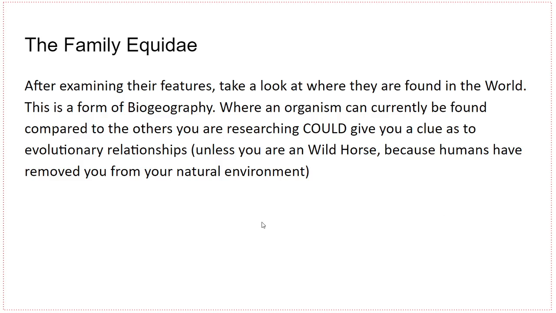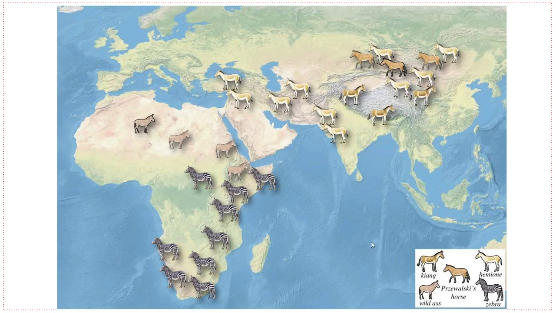Another thing that we can do is study them from the standpoint of biogeography. Where an organism can be found could give you a clue as to evolutionary relationships. One thing we're not looking at is location of fossils, but assume that the fossils that we find of these are also found in the same area. Unless you're a wild horse, because that was transplanted to the United States. I'm going to show you a map right here of where we find all these.